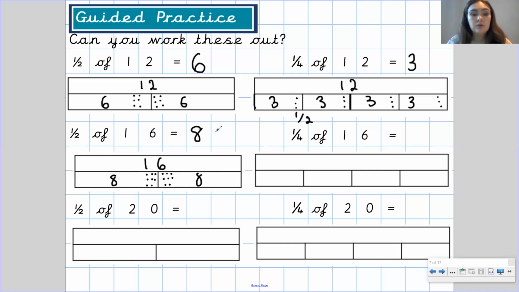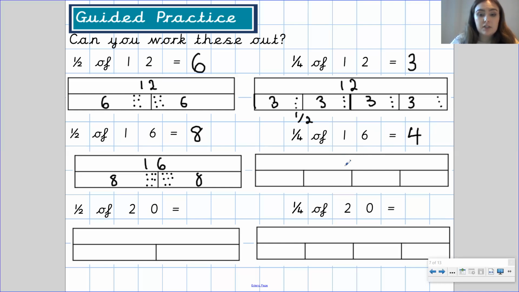Now let's use our knowledge of finding a quarter is to halve and halve again. What do you think a quarter of 16 could be? So if we halve and halve again, what would a quarter of 16 be? Pause the video to have a think. Well done. It would be 4. Half of 16 is 8 and half of 8 is 4.